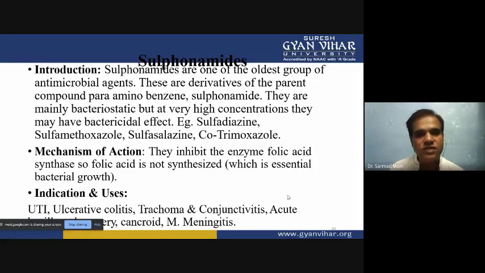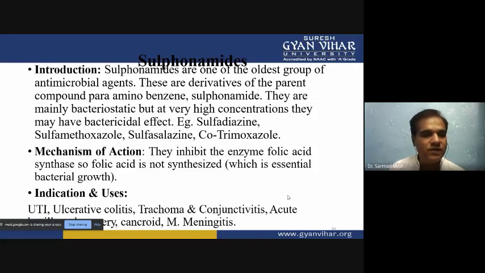Sulfonamide also does the same type of thing. When we give it in low concentration, it is bacteriostatic: it will not allow the bacterial population to increase. When we give a very high concentration, it works as bactericidal. Some examples in the group are sulfadiazine, sulfamethoxazole, sulfasalazine, and cotrimoxazole. These are all members of the sulfonamides.